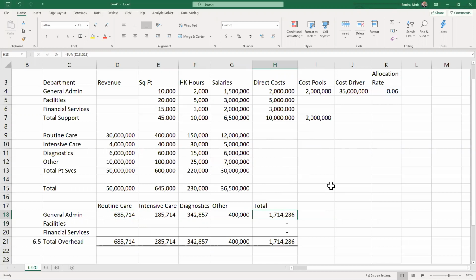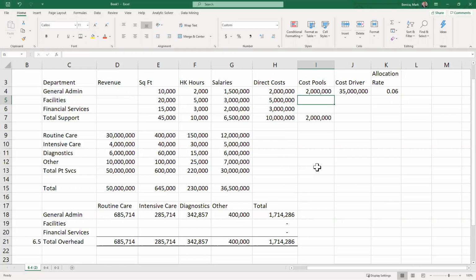Now, in the past, we've been able to add up the row for each of the 4 profit centers and wound up with the total equal to the cost pool. That's not going to happen anymore. Well, not this time, because we're not done allocating general administration yet. We've also got to allocate a portion of general administration to facilities and to financial services.